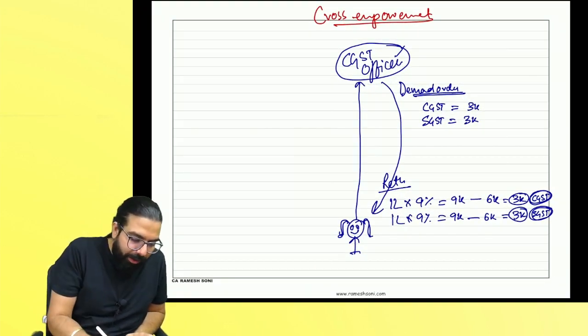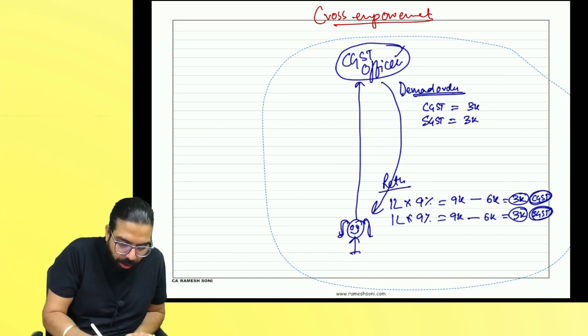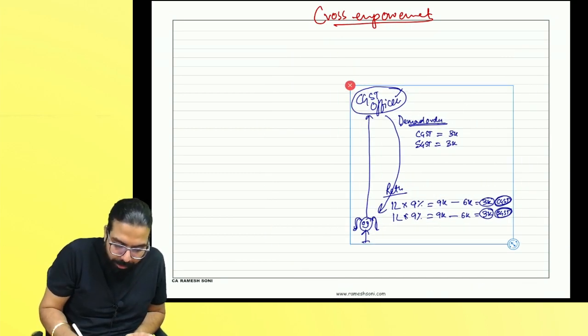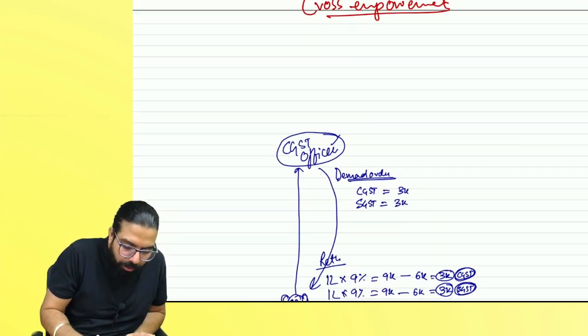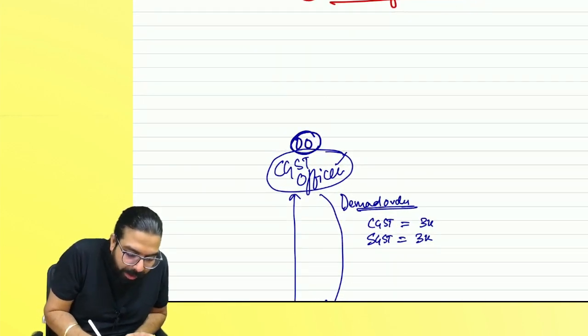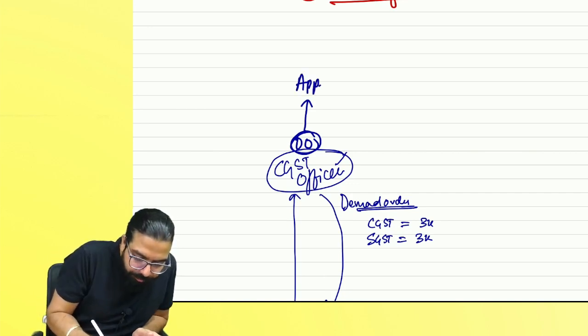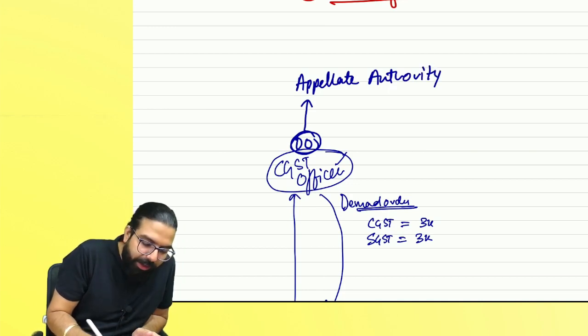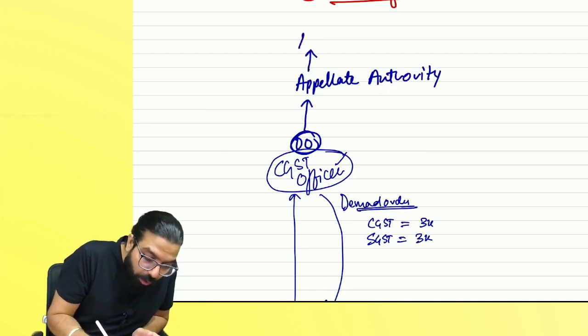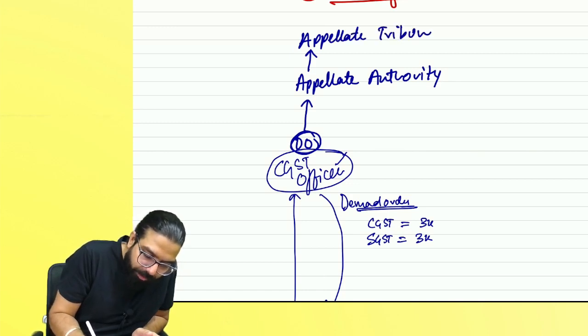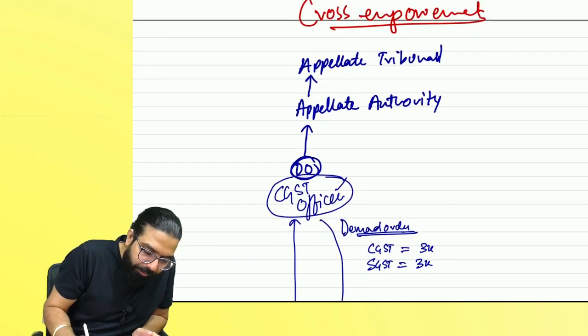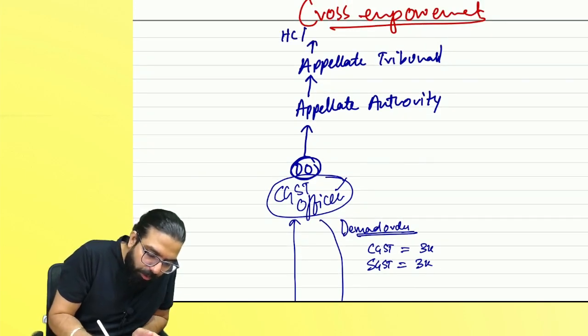Now, you know what happens? Supposedly, your officer gave you a demand order. Against this demand order, you go for appeal. You go to the appellate authority. Then if you want to go higher, you go to the appellate tribunal. Then you go to the high court, supreme court, etc.